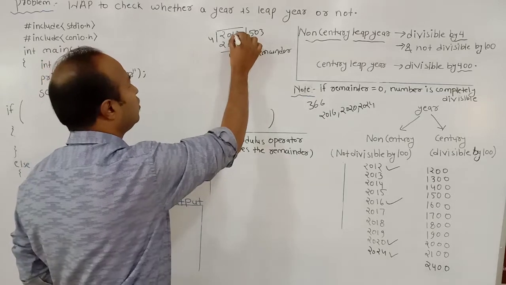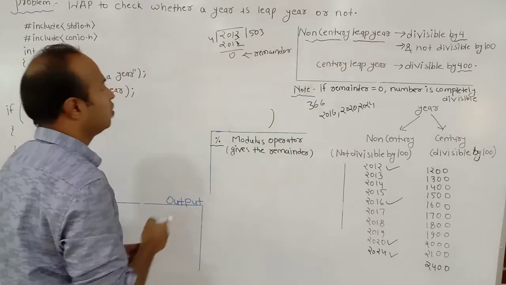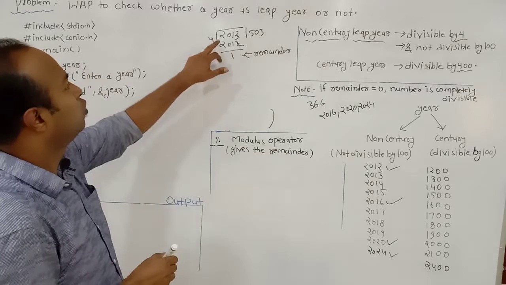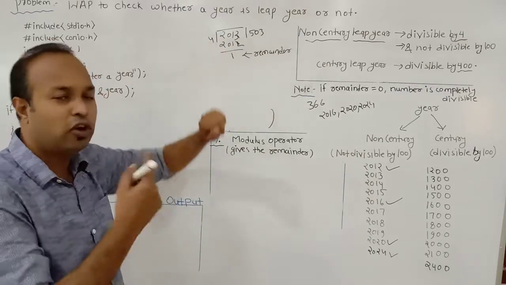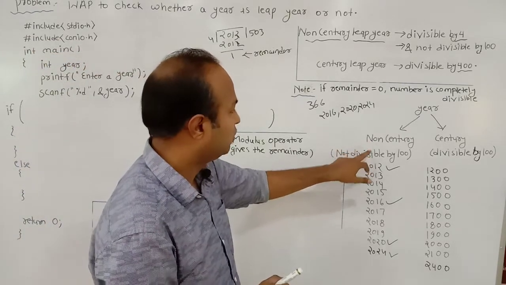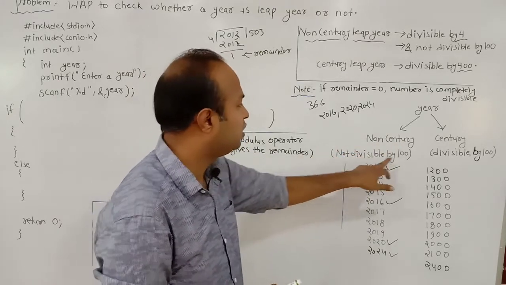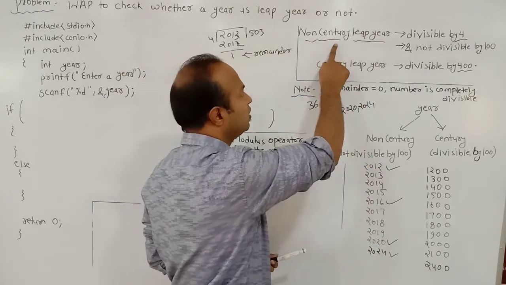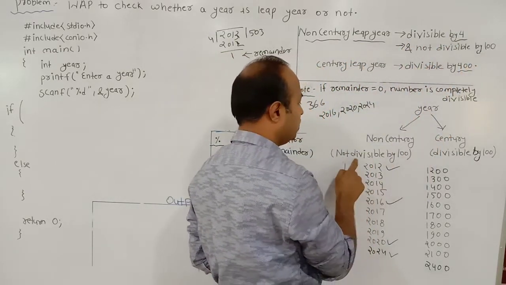Similarly, if I try to divide 2013, we want to check whether 2013 is a leap year or not. Then we will get the remainder 1. If we are getting the remainder 1, it means 2013 is not completely divisible by 4, means 2013 is not a leap year. And one more extra point, because 2012 is a non-century year, it is also not divisible by 100. So this is a simple logic. In a non-century year, a leap year is divisible by 4 and not divisible by 100.